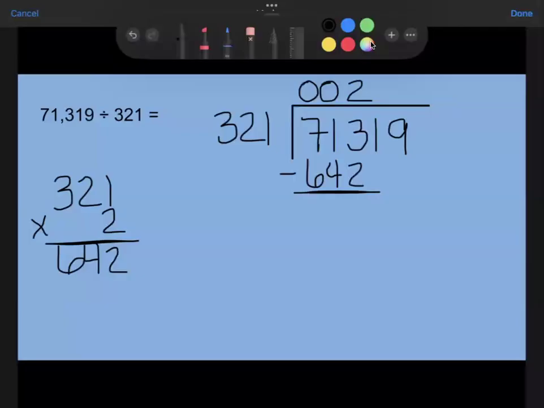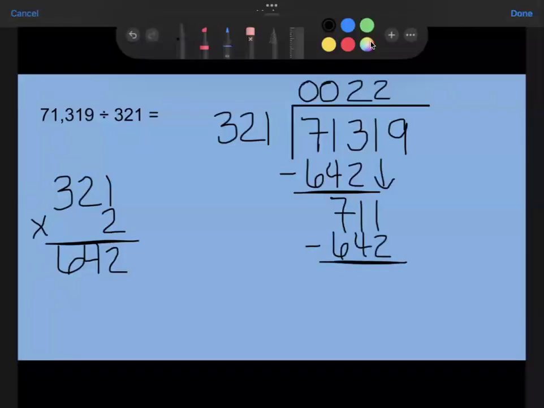713 minus 642. It's going to involve some regrouping. I should end up with 71. And then I'm going to bring down this 1. Well, good news is we already know about how many times that would fit in because like last time we got times 2, it was 642, and that was really close to 713. This is only 711. It's not that much different. So we're going to go with a 2 again and subtract 642 and see what we get.